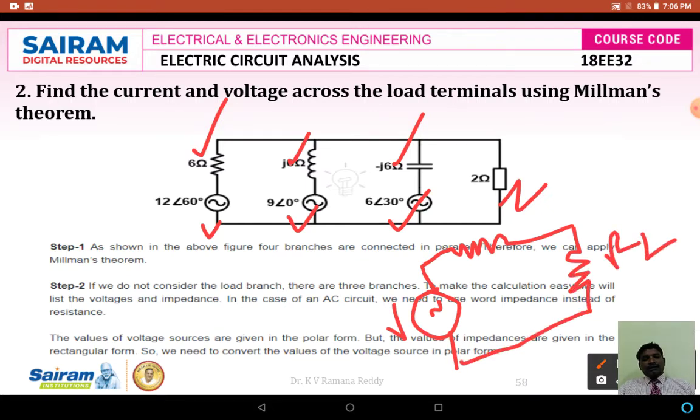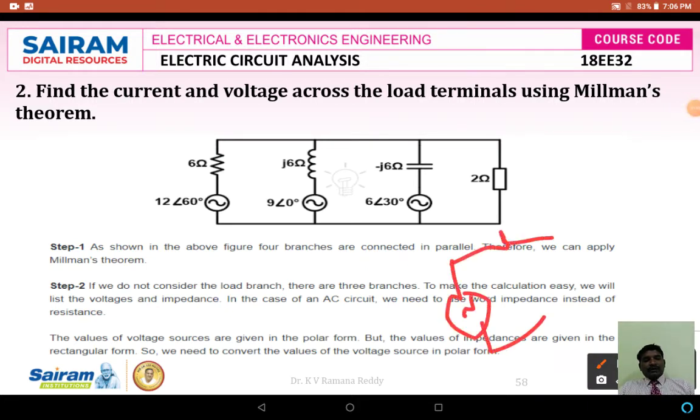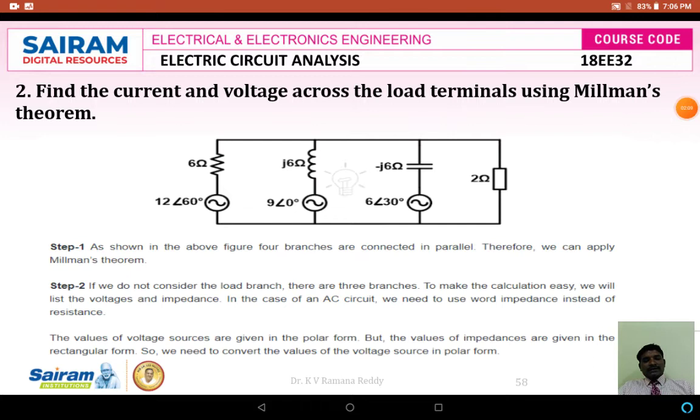So according to Millman's theorem, our aim, according to the given problem, is to find out this V and this impedance Z across the load resistor. So what is the formula to find out V and what is the formula to find out Z?